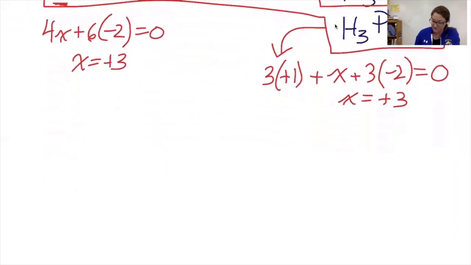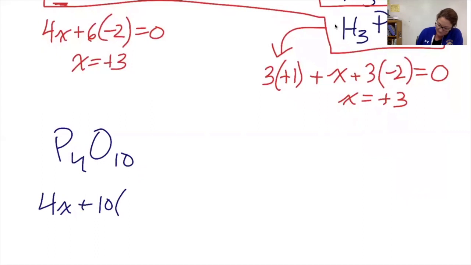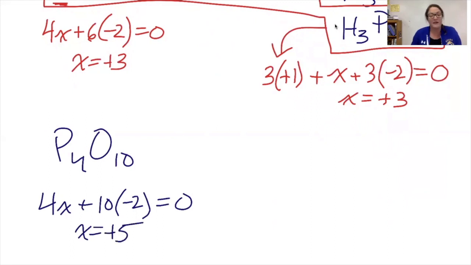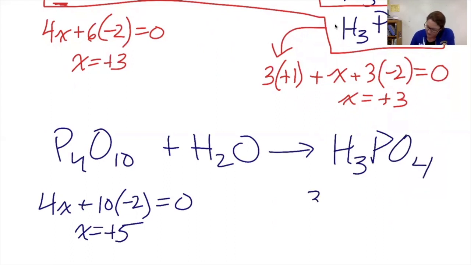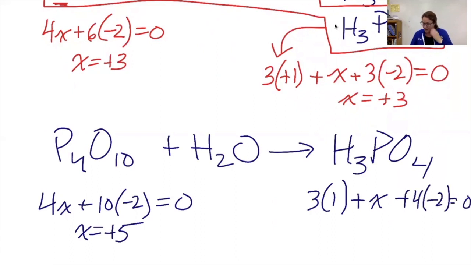If instead we had P4O10, figuring out the oxidation state of phosphorus here would be an oxidation state of +5. I need to figure out which acid that forms. Spoiler, it's H3PO4. I'll show you why. 3 hydrogens plus a phosphorus plus 4 oxygens adding to 0. In this case, the phosphorus would be a +5, and the phosphorus doesn't change oxidation state.